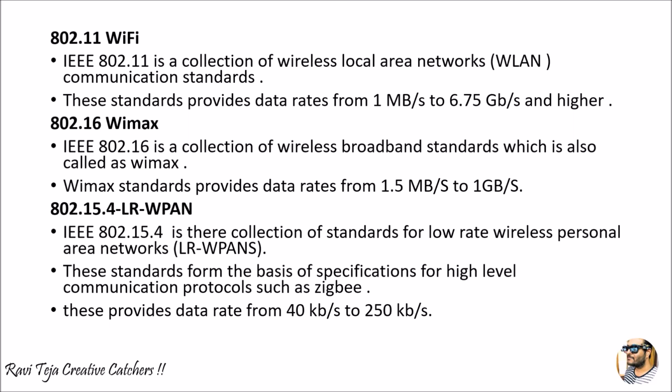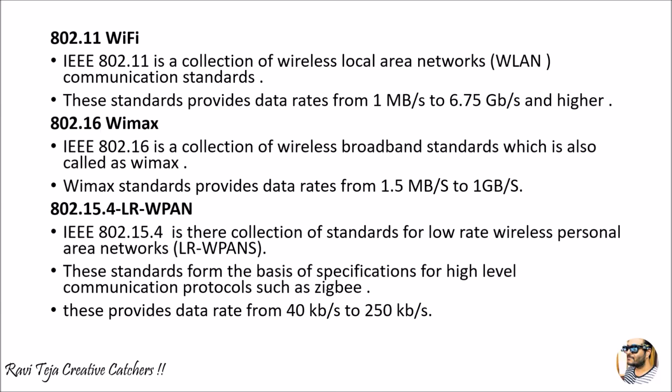Coming to the Wi-Fi router, it follows the IEEE 802.11 protocol. It's a general wireless local area network. The best example is our router. These provide a data rate from 1 MB per second to 6.75 GB per second, and sometimes higher. These Wi-Fi routers or devices which follow the 802.11 protocol vary from design to design, standard to standard, and by frequency. We have 5 gigahertz and 2.4 gigahertz. All these routers follow standards, and according to that the data transfer also differs.